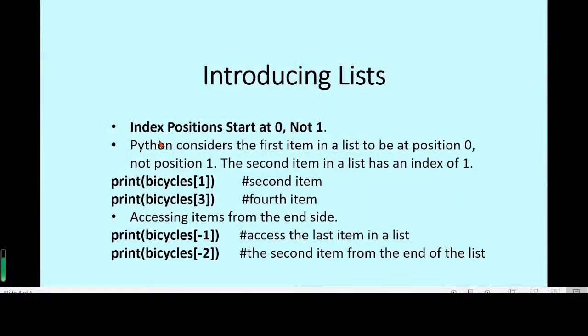And note that the index in a list starts at 0, not 1. Python considers the first item in a list to be at position 0, not position 1. The second item in a list has an index of 1. So if we print bicycles[1], then the second item will be pulled out. And if we print bicycles[3], then the fourth item will be retrieved.